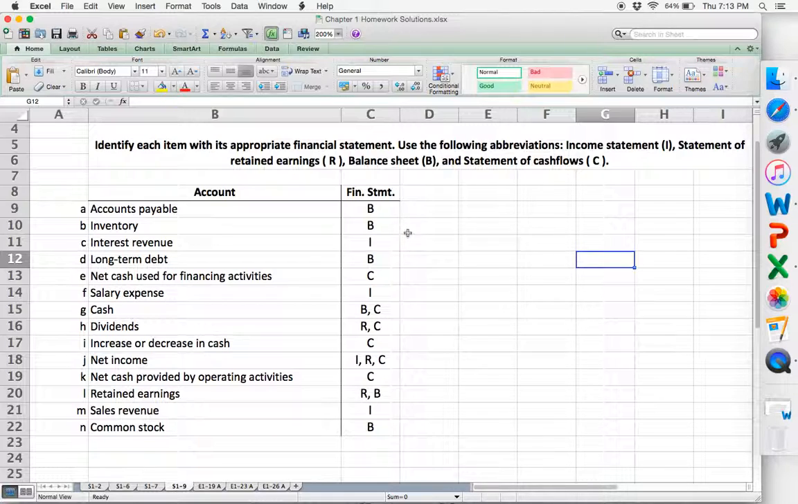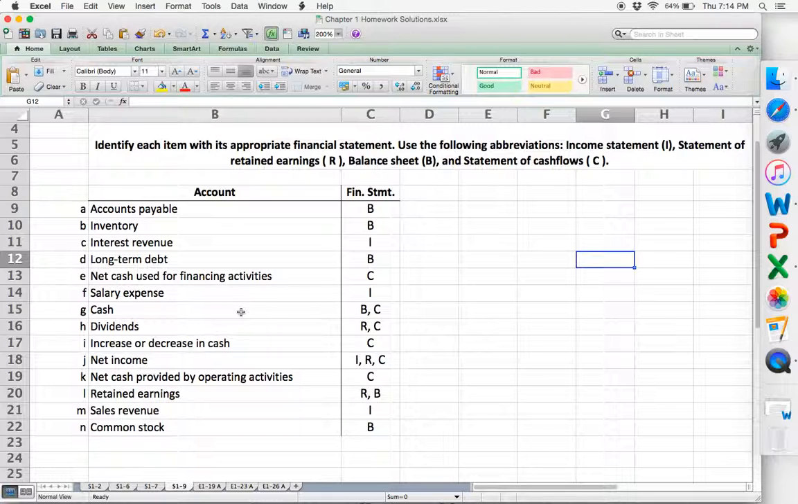So your assets like your accounts payable, your inventory, they are going to be found on your balance sheet. Whereas your interest revenue, because it is a revenue, will be found on your income statement. Long-term debt, like your other liabilities, will be on your balance sheet. Now, we did not cover statements of cash flow. I'm planning on making a video of that instead of actually taking time in class to cover it. So this is really looking at how the cash is used during the period. So for E, net cash used by financing activities, that again would be found on the cash flow statement. Salary expense, keyword expense, it'll be found on your income statement.